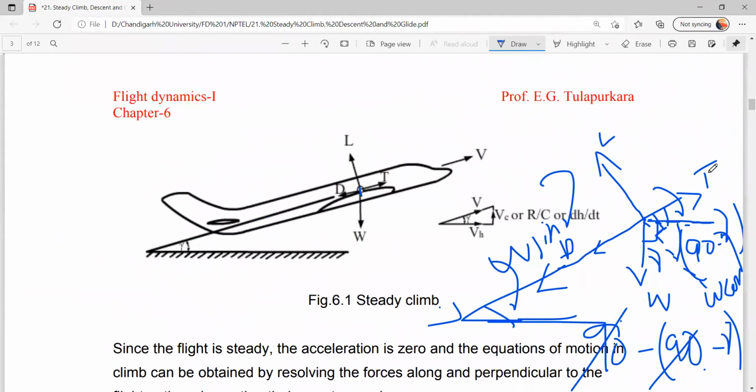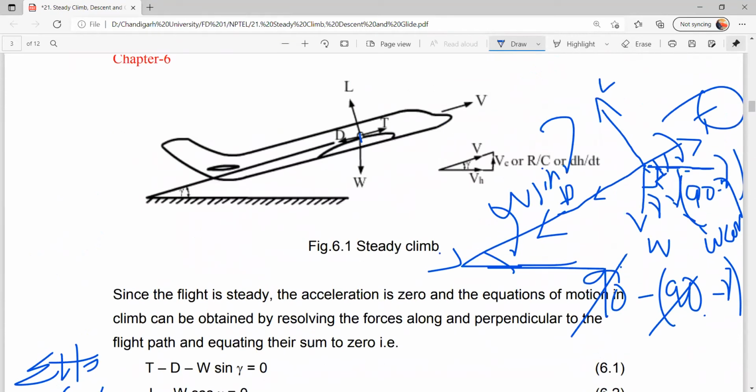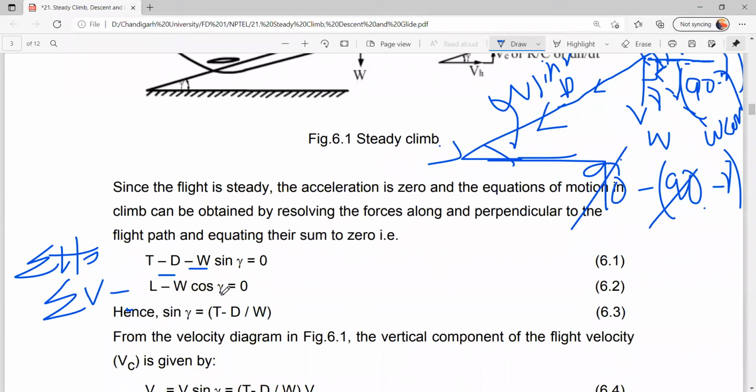So what are the horizontal forces? Thrust is acting forward, so we have taken it as positive. Drag is acting backward, so we are taking it as negative. And W sin gamma is also acting backward, so we are taking it as negative. And we are equating with 0 because we are saying equilibrium. Okay, equilibrium condition. So thrust minus drag minus W sin gamma is equal to 0.